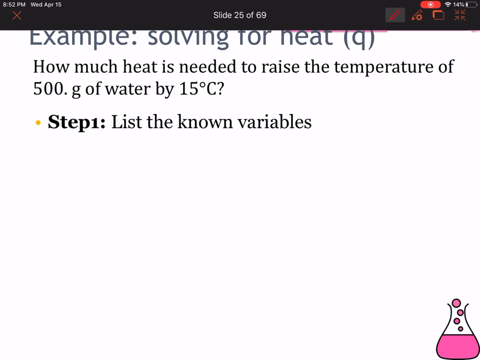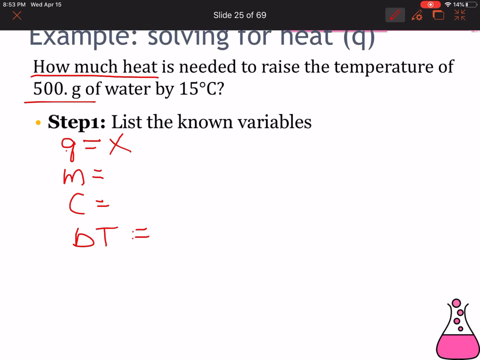So I'm going to look in my question, figure out what variables I know. Okay, so I'm looking for Q, I'm looking for M, I'm looking for C, and I'm looking for delta T. So my Q is my heat, and I see here it says how much heat. So my Q is my X. Okay, my M is my mass, so I'm looking for something in my problem that says grams, and I see it right here. It says 500 grams, so my mass is 500.